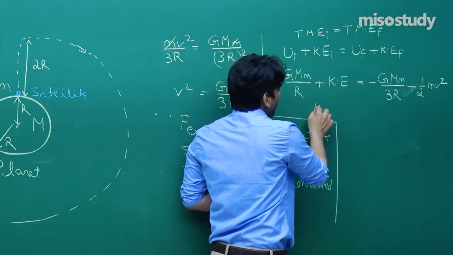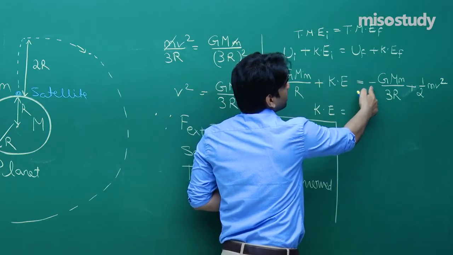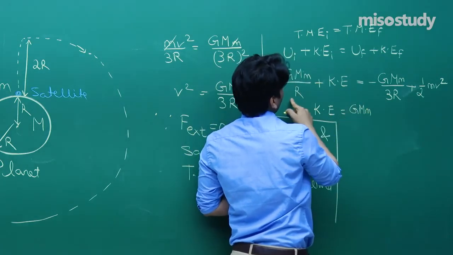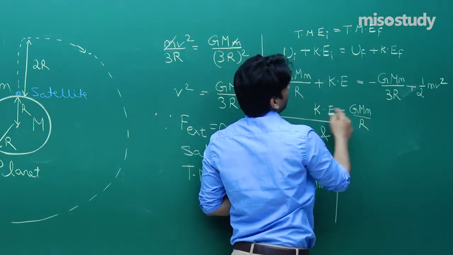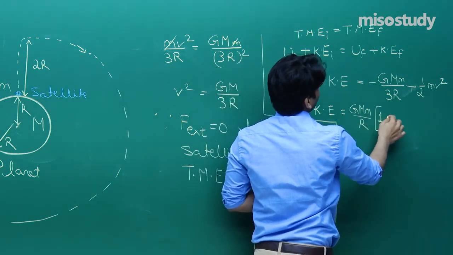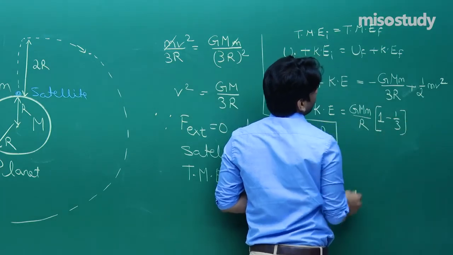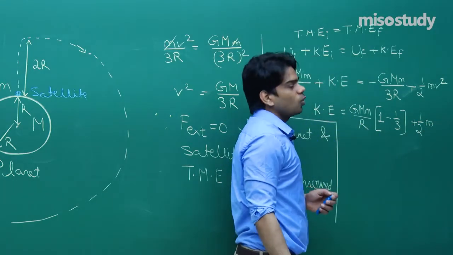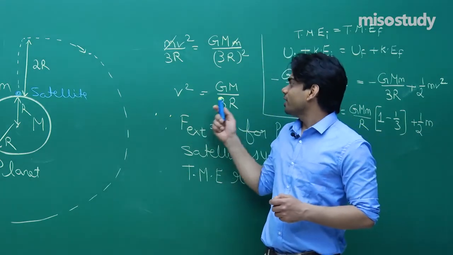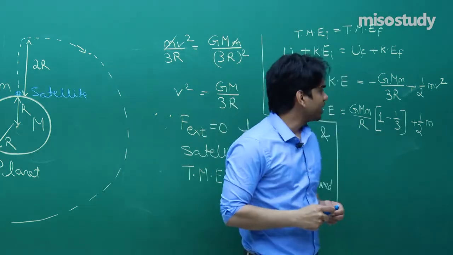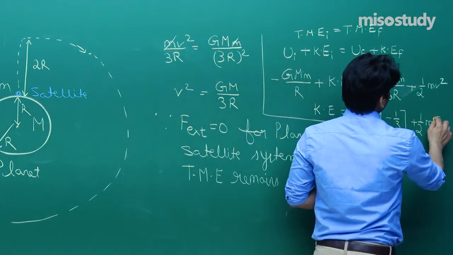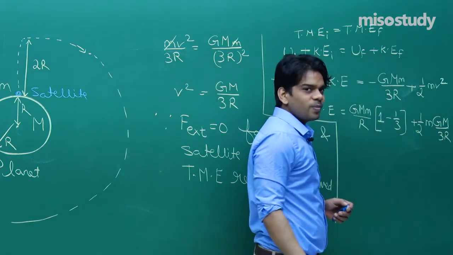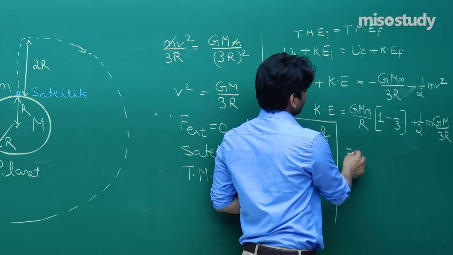Let's go ahead. Kinetic energy, minus GMm by 3r, take this here, so you will have GMm into 1 upon r, so r also have used, so this will turn out to be 1 minus 1 by 3 first, and plus half m. Now comes the role of v square. V square we have evaluated as GM by 3r, so I am using here GM by 3r. Now let's go ahead and solve it further.